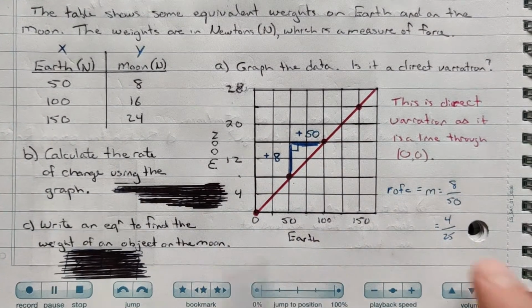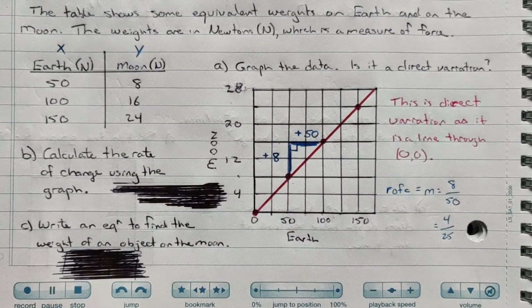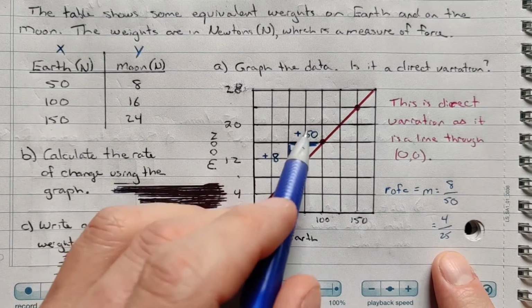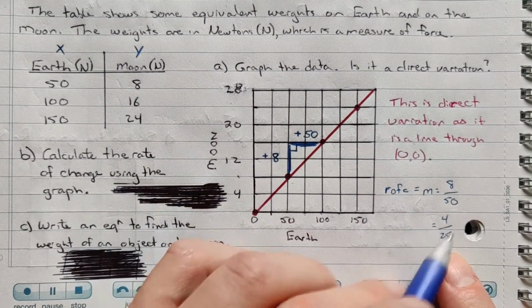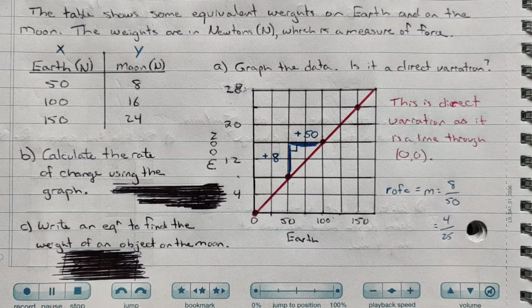All right, so that's my rate of change though. 4/25, which is a lot better than the last version that I had that you didn't get to see. So our rate of change is again just the rise over the run, and then I've simplified that down to 4/25. The next part says to write an equation to find the weight of an object on the moon.